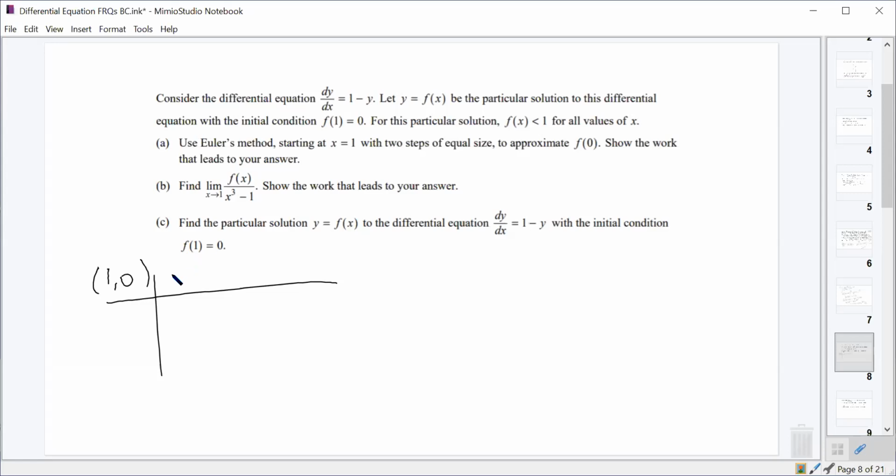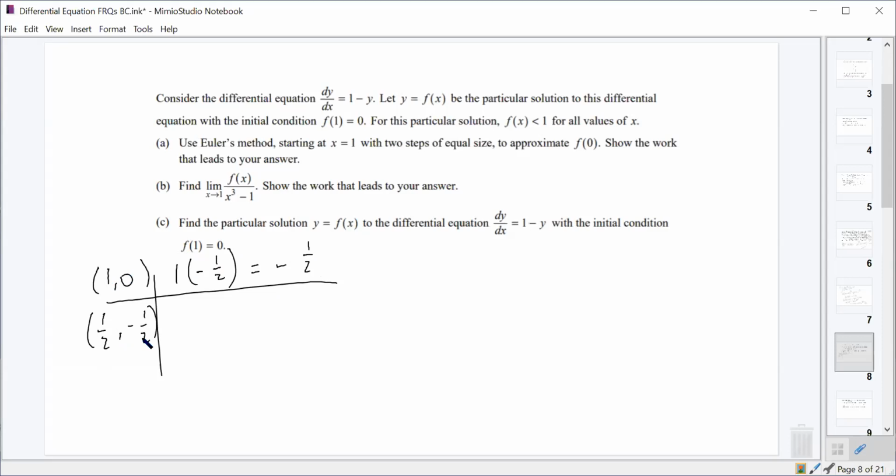dy/dx should be 1. We're going to multiply it by our step. If it's 2 equal steps going from 1 to 0, that step should be negative 1/2, which gives us negative 1/2. That means we should be going from 1 to 1/2 and from 0 to negative 1/2. Everybody good with that? All right.